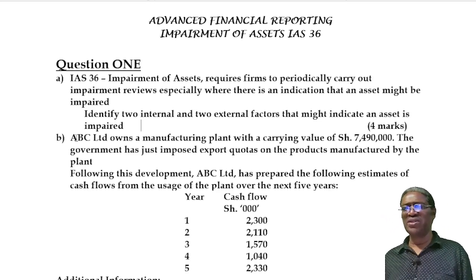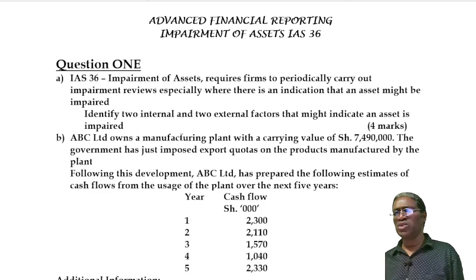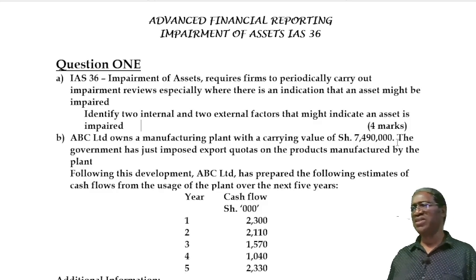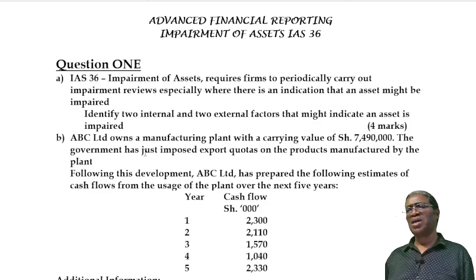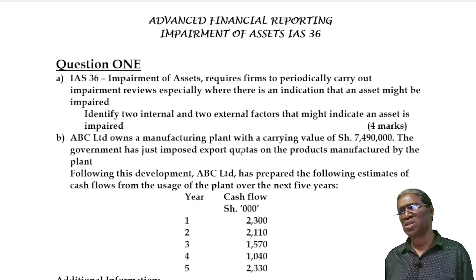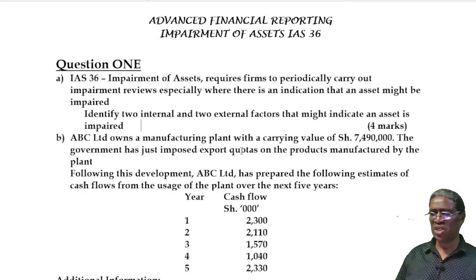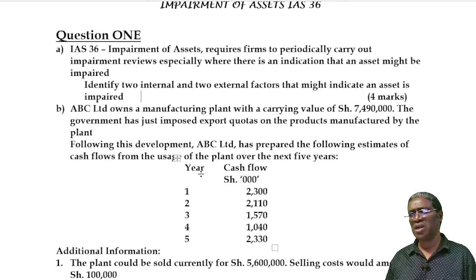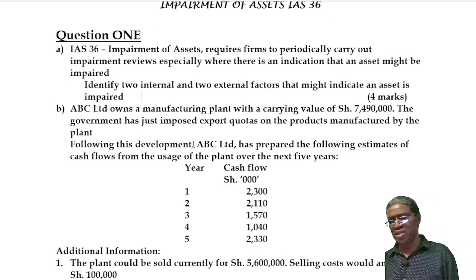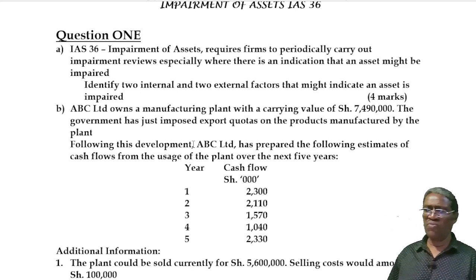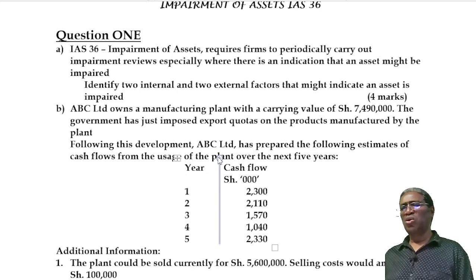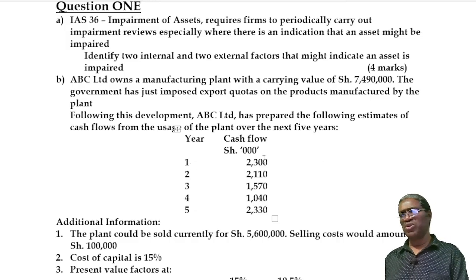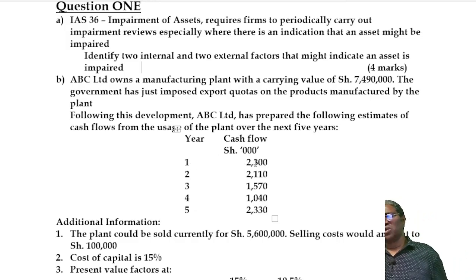Number 2, or B says, ABC Limited owns a manufacturing plant with a carrying value of 7,490,000. The government has just imposed export quotas on the product manufactured by the plant. Following this development, ABC Limited has prepared the following estimates of the cash flows from the usage of the plant over the next 5 years. So year 1, we project a cash flow of 2.3. The figures are in thousands, 2.3 million.